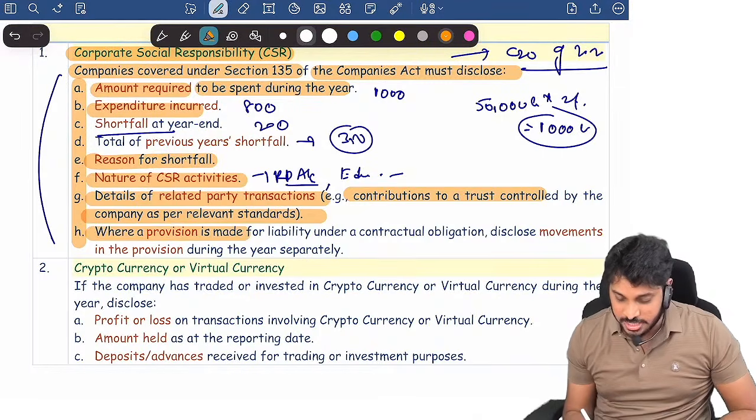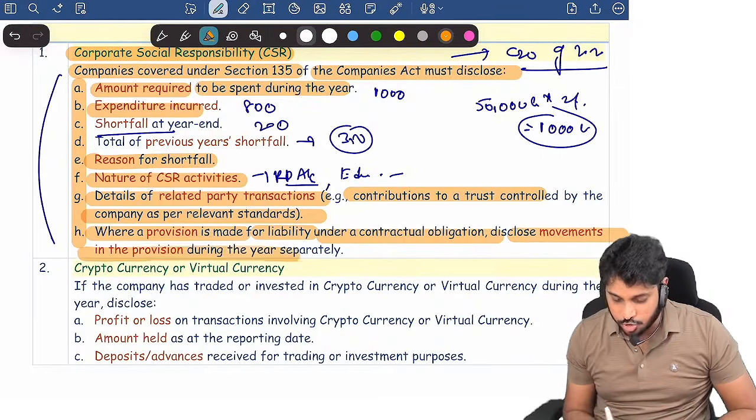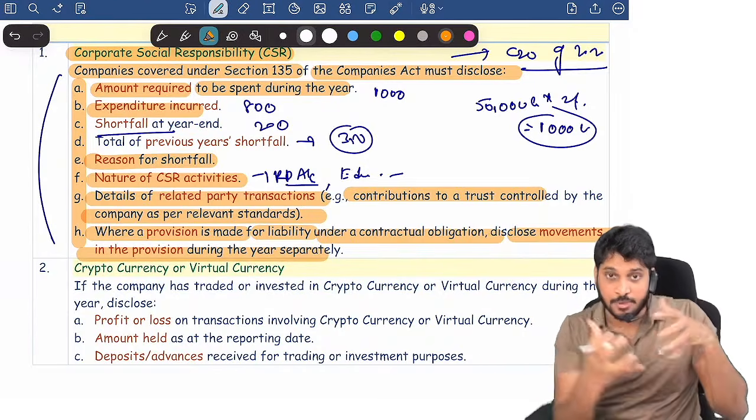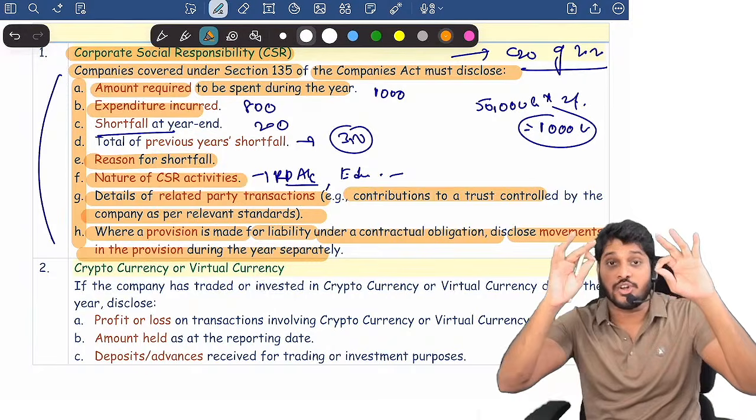Then, where a provision is made for liability under contractual obligation, disclose the movement in the provision. So during the year, we created a provision for CSR expenditure, rural development, in our books of accounts, and this is the movement of the provision. We need to give this disclosure.